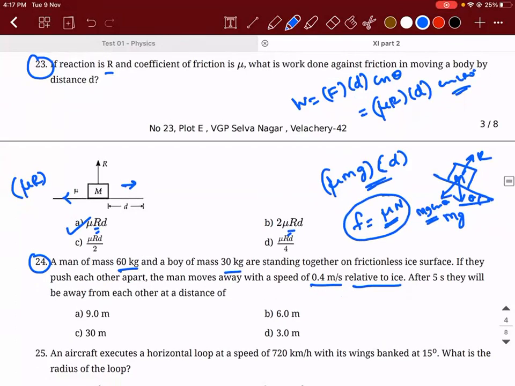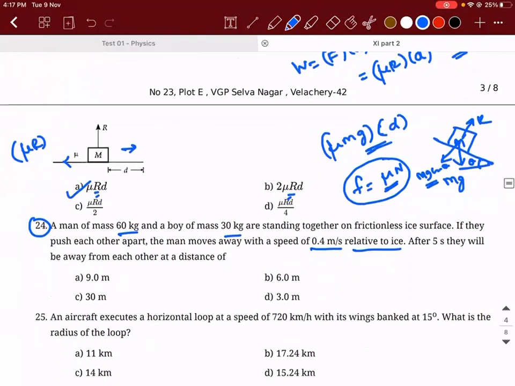Okay, sir. Yeah. So there is a man of mass 60 kilogram and a boy. They both are standing on a frictionless ice surface. If they push each other apart, the man moves away with a speed of 0.4 meter per second relative to ice. After 5 seconds, they will be away from each other at a distance of how much value?